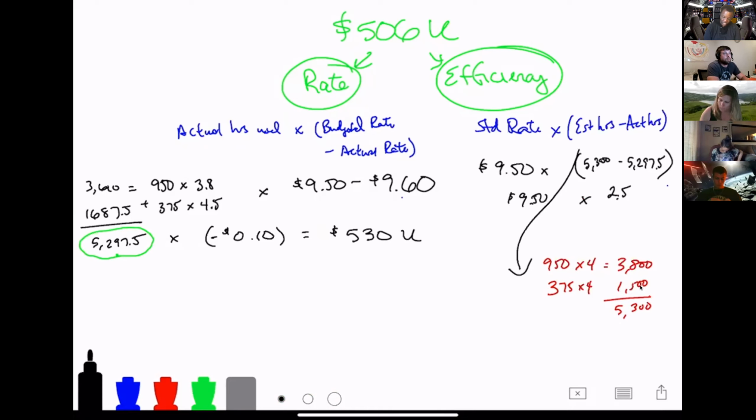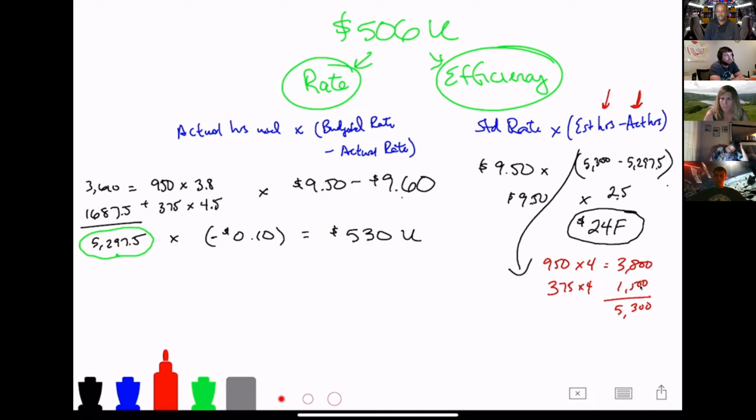950 times 2.5 is, let's just say, $24, and that would be favorable. And it's favorable because we estimated that we would spend 5,300 hours, but we spent less. We only spent 5,297.5.